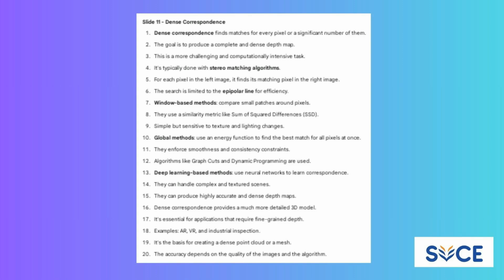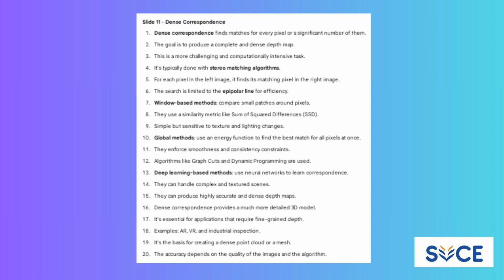So it is typically done with stereo matching algorithms, which try to find the corresponding pixels in a second image for every pixel in the first. Thanks to the epipolar geometry, we only have to search along a single line, which makes it more manageable.